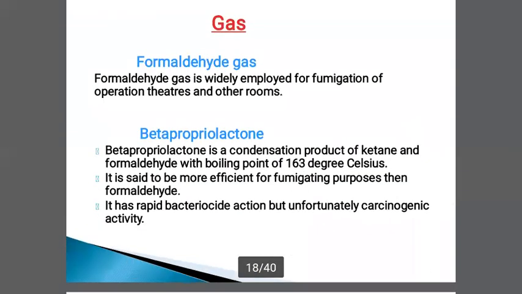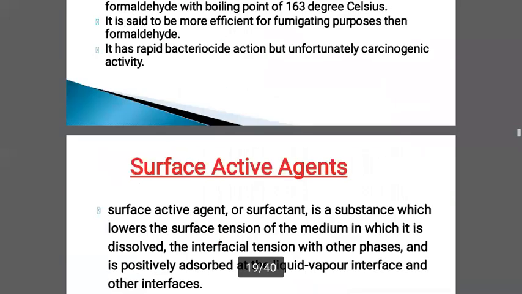Then gases. First, formaldehyde gas. Formaldehyde gas is widely employed for the fumigation of operation theaters and other rooms. Then beta-propiolactone. Beta-propiolactone is a condensation product of ketene and formaldehyde with a boiling point of 163 degrees Celsius. It is said to be more efficient for fumigating purposes than formaldehyde. It has a rapid bactericidal action, but unfortunately carcinogenic activity.